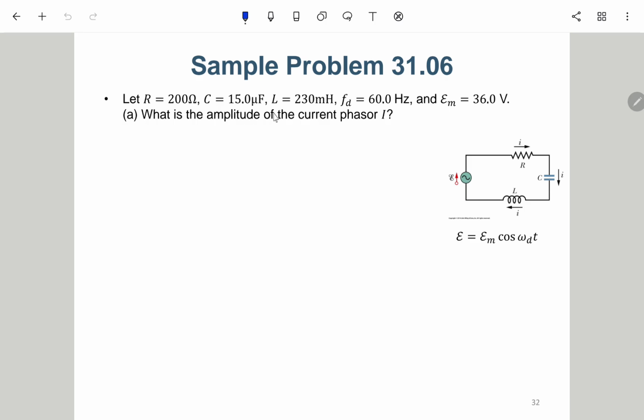Here we have R, L, C, and also f_d, not omega_d, so omega_d is 2 pi f_d. And then we also have this Em. So what is the amplitude of the current phasor?